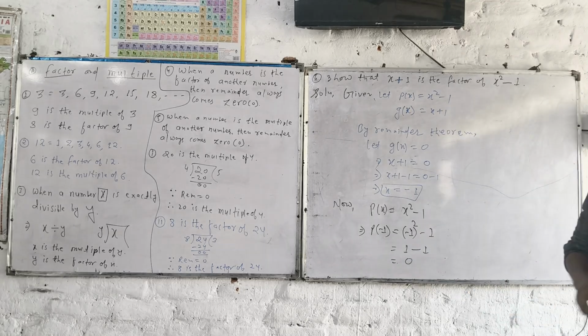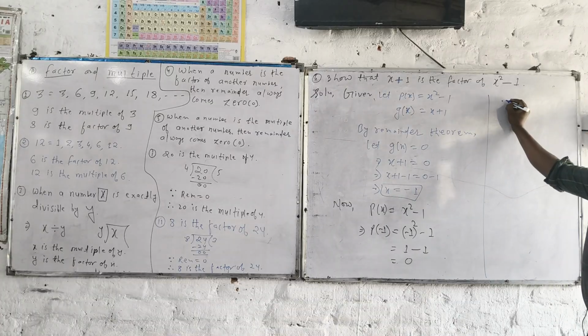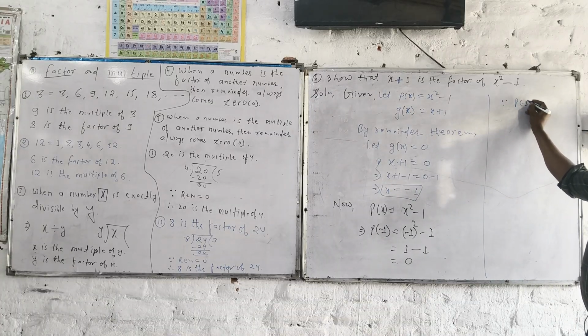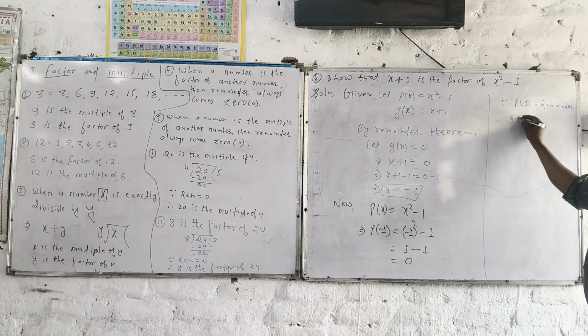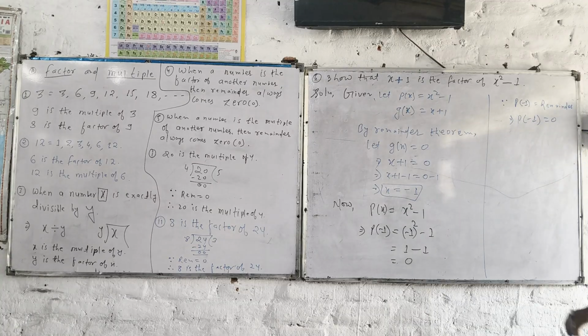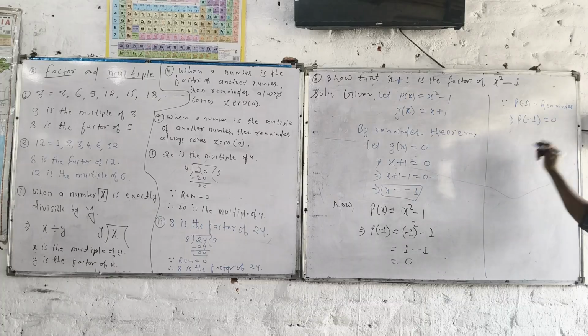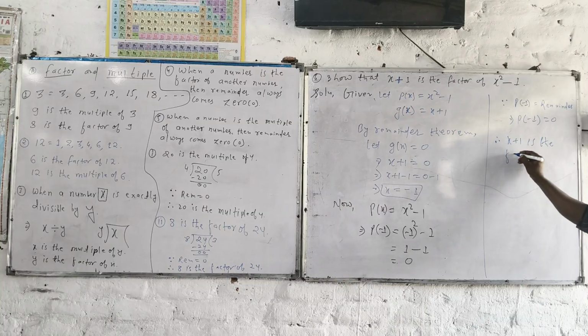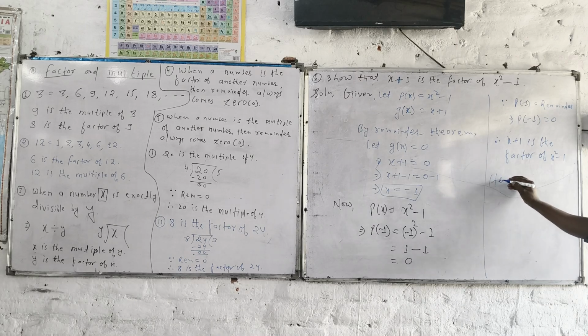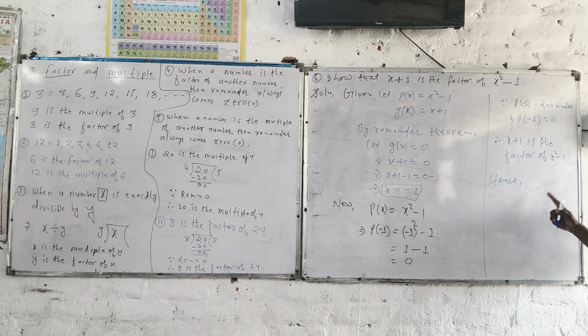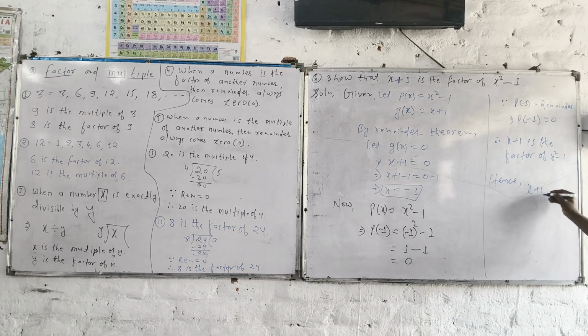So what do you write here? Since p(-1) is equal to the remainder, or we can say p(-1) comes 0, since p(-1) equal to 0, therefore x plus 1 is the factor of x square minus 1. Hence you can write this like that. Or also you can say that x square minus 1 is the multiple of x plus 1, or you can say x plus 1 is the factor of x square minus 1.